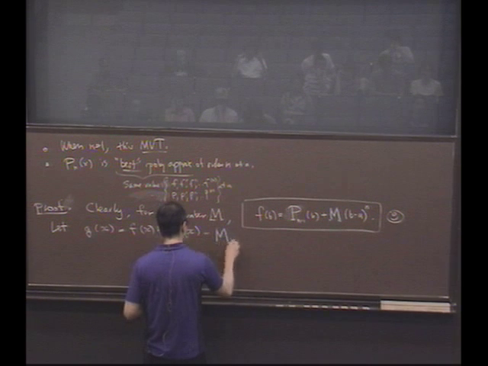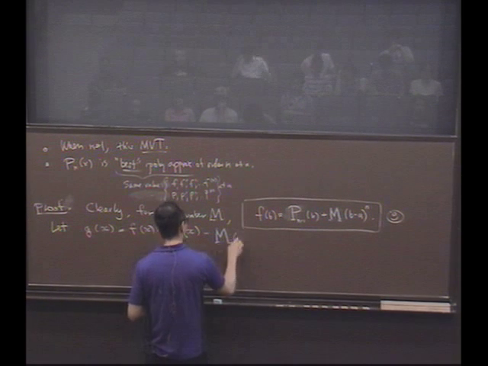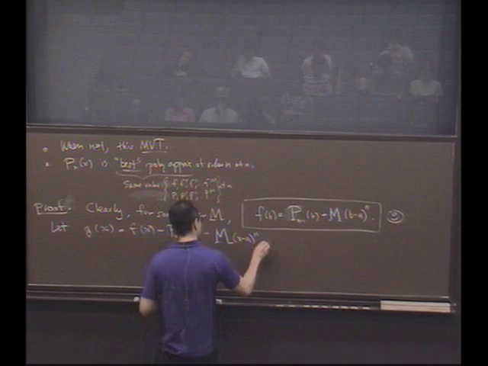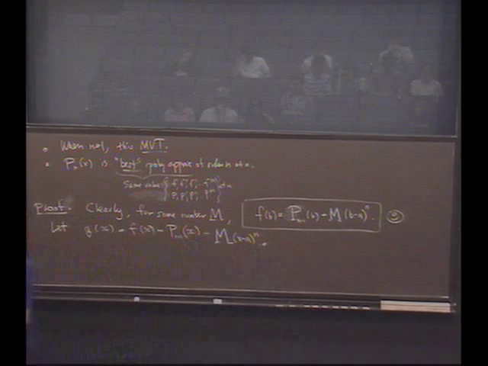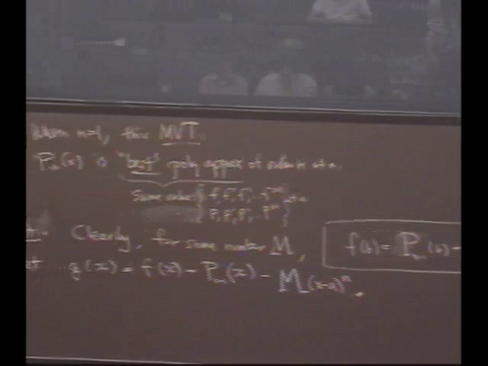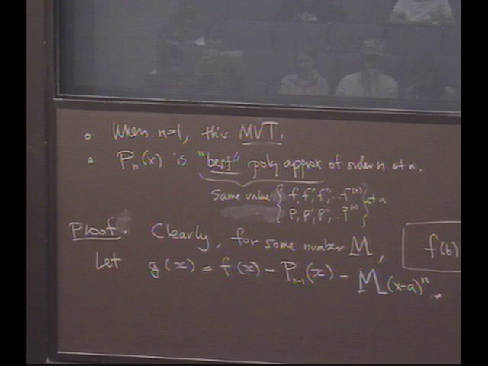m, for that number m you said clearly existed, times (x minus a) to the n. Okay, now, why in the world would I do this? Well, it's maybe not clear yet. It'll become clear soon, but you can't stop me from defining this function. Okay? And what am I hoping? Where is this headed?